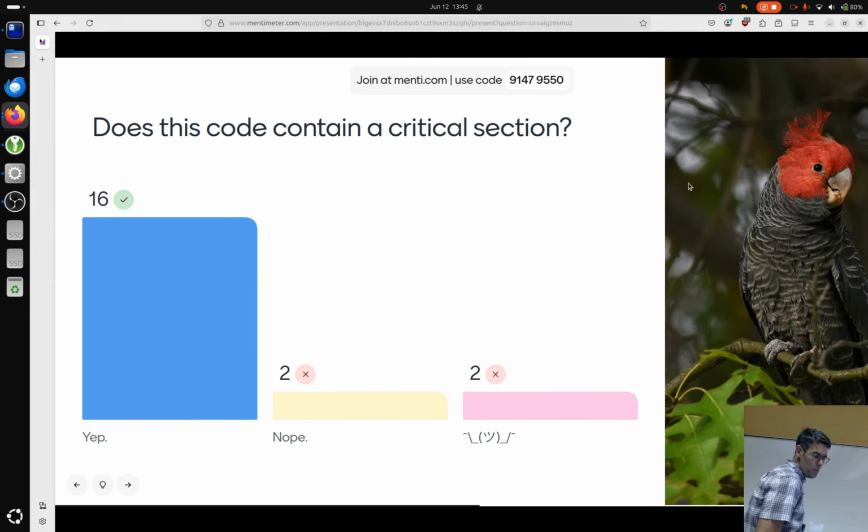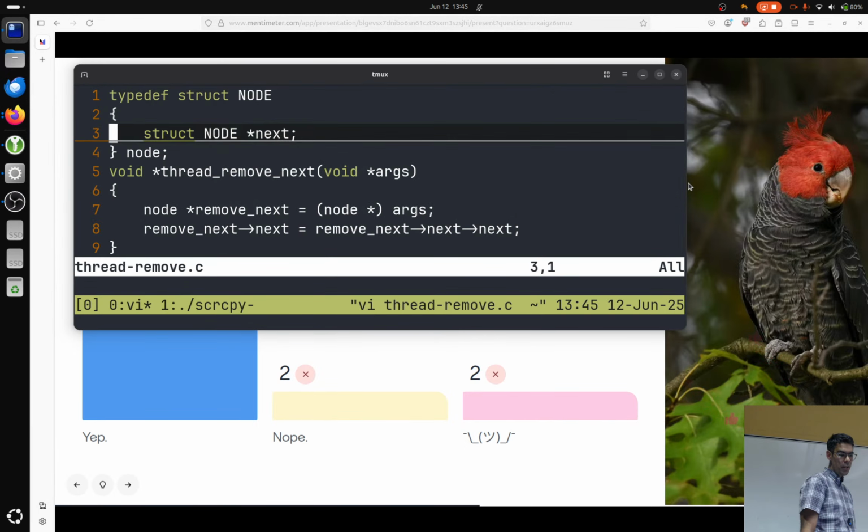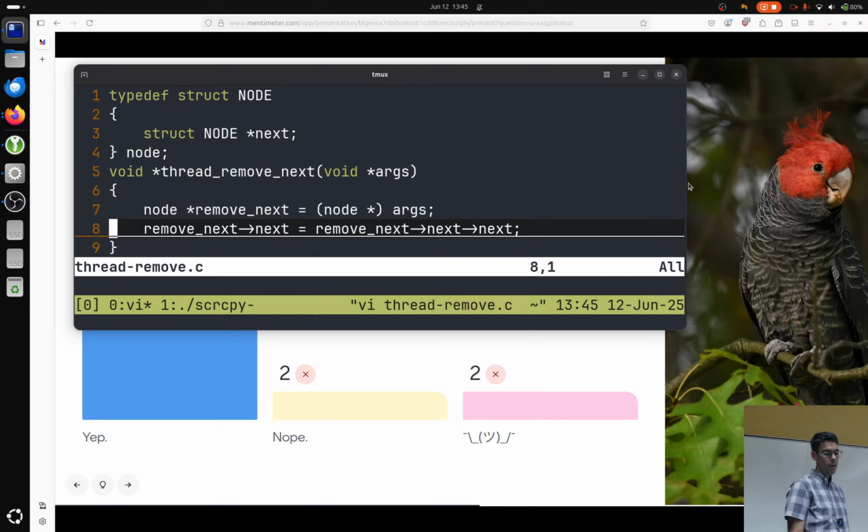All right. So yes, this code does contain a critical section. If this code were run concurrently, so thread remove next were run concurrently, this line right here, line number 8, is a critical section. This is a single assignment statement, but it consists of many loads. We have to load remove next, and next, the next, the next, and so on. We have to load all these nodes and all these links, and there's going to be at least 3 instructions here to do all of these loads.